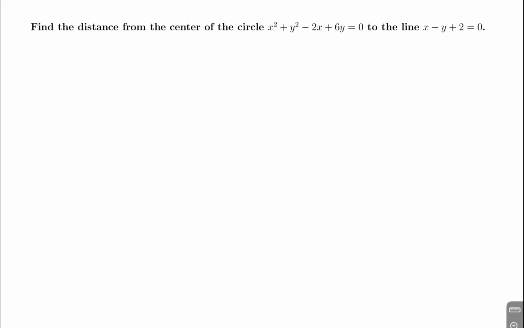Okay, welcome back everybody. Today we're going to be taking a look at this problem here, which asks us to find the distance from the center of the circle, x squared plus y squared minus 2x plus 6y equals 0, to the line x minus y plus 2 equals 0.